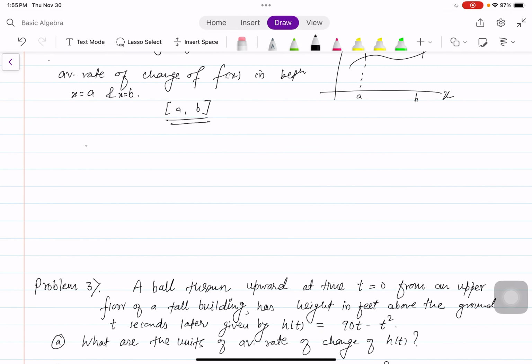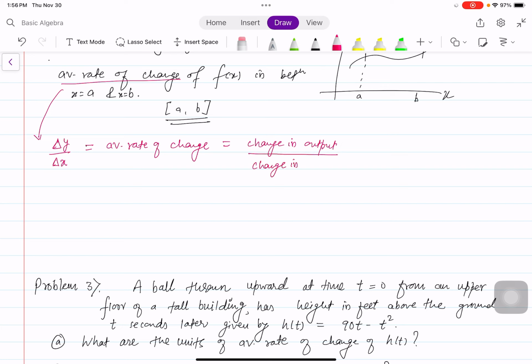This average rate of change is denoted by delta y over delta x. We don't have to memorize this notation because it is not important. What is important is what this gives: the average rate of change. The intuition behind it is change in output over change in input. How much the output changes while we change the input. It can be written as f of b minus f of a over b minus a.